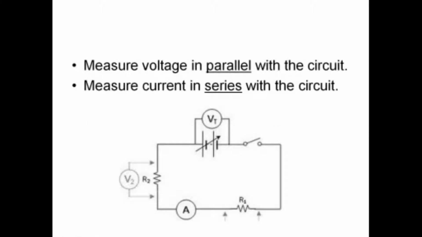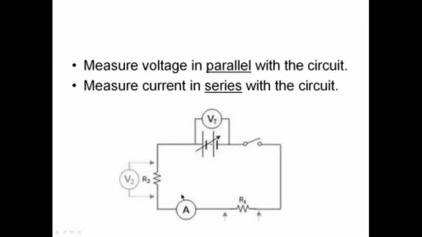Measuring voltages and currents in a circuit. When you measure voltage, you measure it parallel to the circuit. So here, with this voltmeter, I'm measuring the voltage of the battery in the circuit, right here. With this voltmeter here, I am measuring the voltage across this resistor. So I'm in parallel with the battery. I'm in parallel with the resistor.